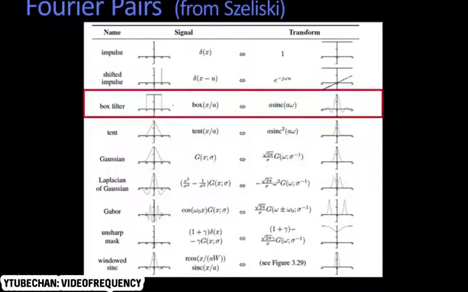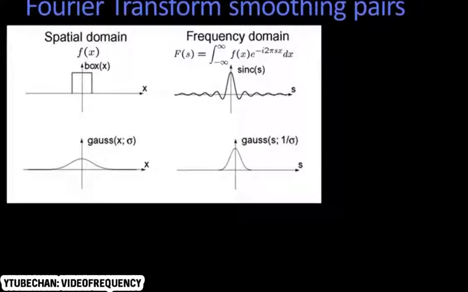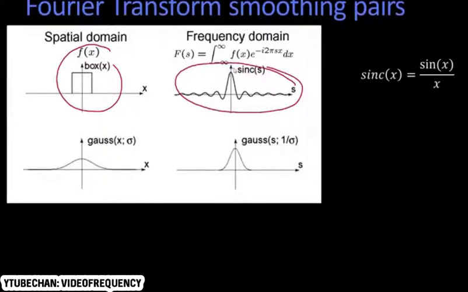But look at this one. If I have a box filter, which is just a filter that's shaped like a box, it produces what's called the sinc function. And that's drawn here. Let's look at that a little more closely. Here in the spatial domain, we have our box filter, and this is our sinc function. Now sinc of x is sine x over x.